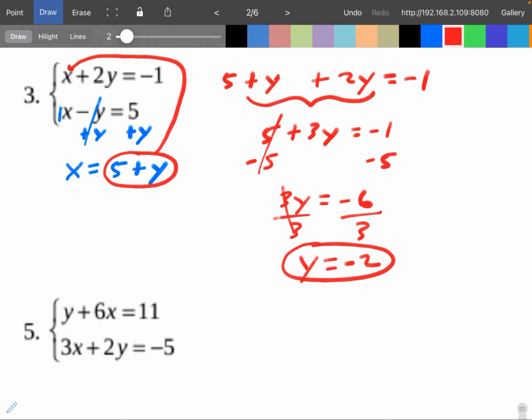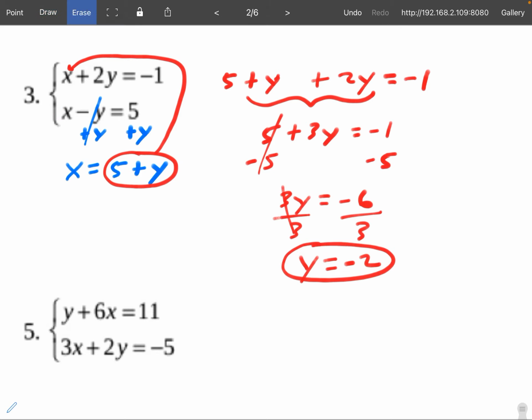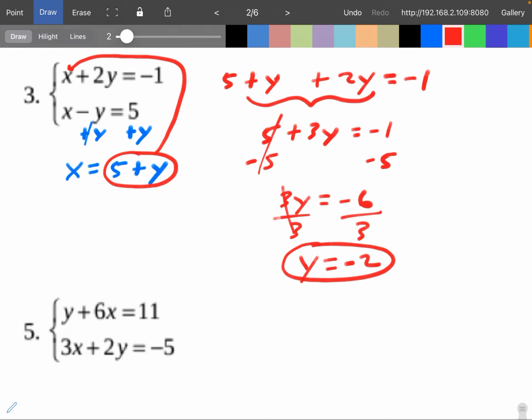Then we're going to subtract 5 on both sides. Those are going to cancel out. On the left, I have 3y, and on the right, I have negative 1. Take away 5 more, that's negative 6. Then I'm going to divide both sides by 3. Those cancel out, and I get y equals negative 6 divided by 3, which is negative 2. So there's half of my solution.